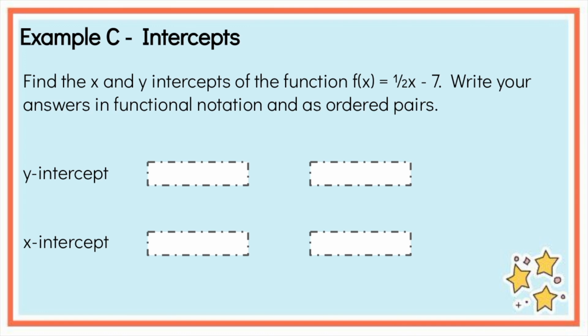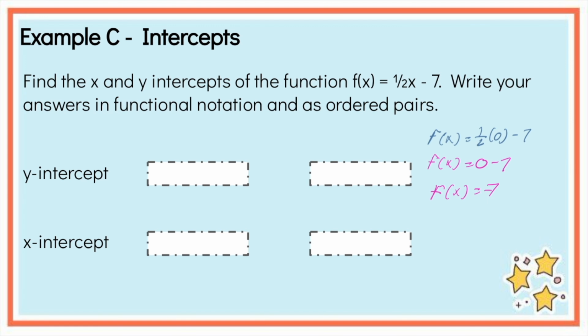Whenever we do our y-intercept, that's where our x value is going to be 0. So we're going to be substituting in 0 here. So we've got f of x, and we're going to be trying to figure that out for 1/2 x minus 7, with x being 0. So we're going to now simplify using the order of operations. So we got 1/2 times 0 is going to be 0. And then 0 minus 7 is going to be negative 7. So our f of x for that is going to be negative 7.